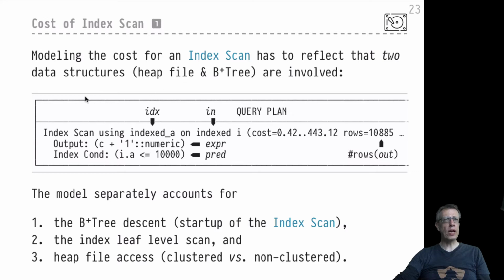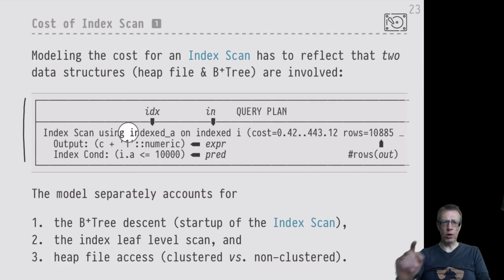So if you have a look at a typical query plan snippet that contains an index scan, you will see the particular index mentioned. So we will probably need the metadata about this index: the height of the index, the size of the index in terms of pages and leaf level entries, and so on. And of course, we would need information about the base table that is being processed.